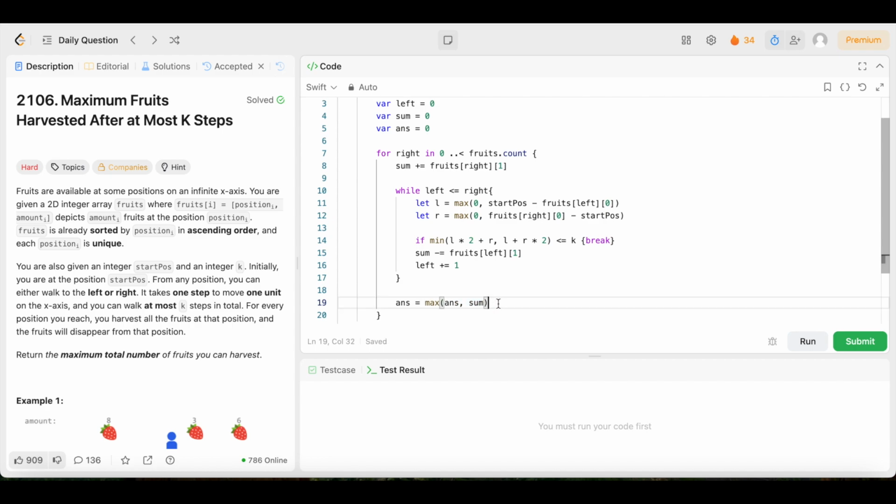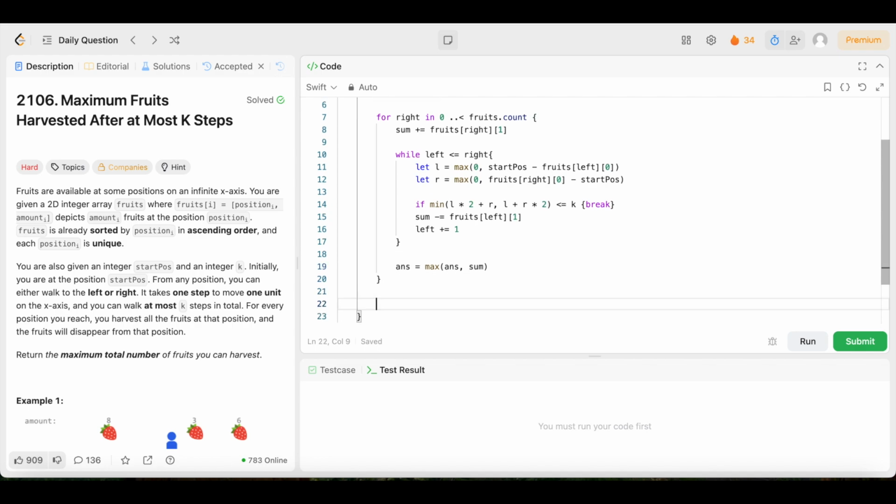Boom. Now we just need to return the best, and it's going to store it in ans. And now we just need to return the best result found by returning ans. So we're going to come right here and say return ans. Now that should be all she wrote, y'all.